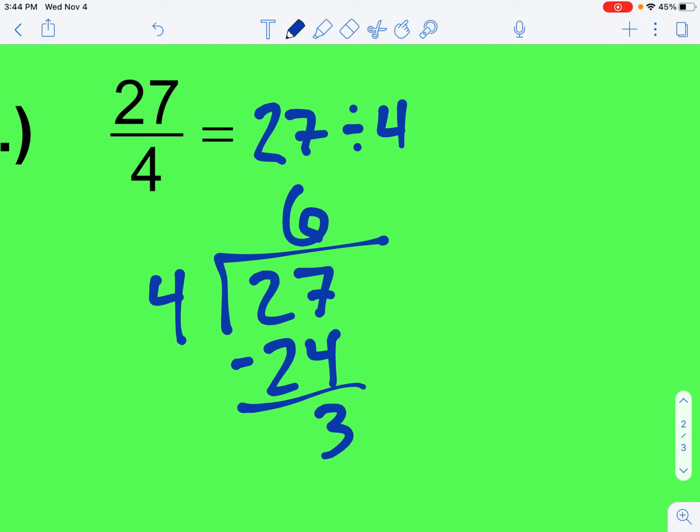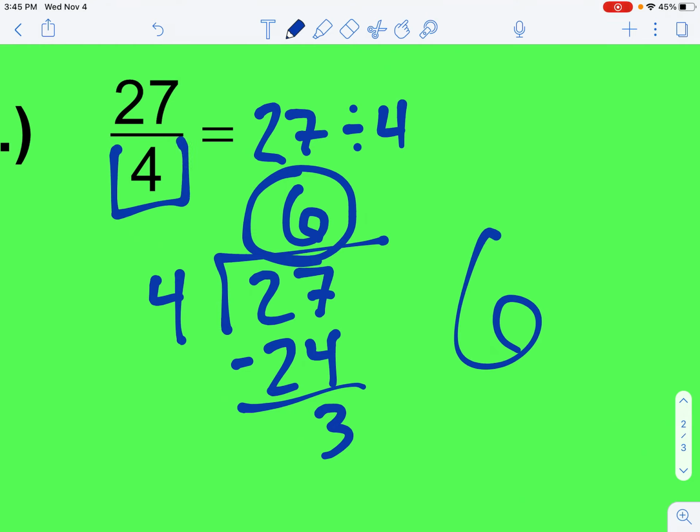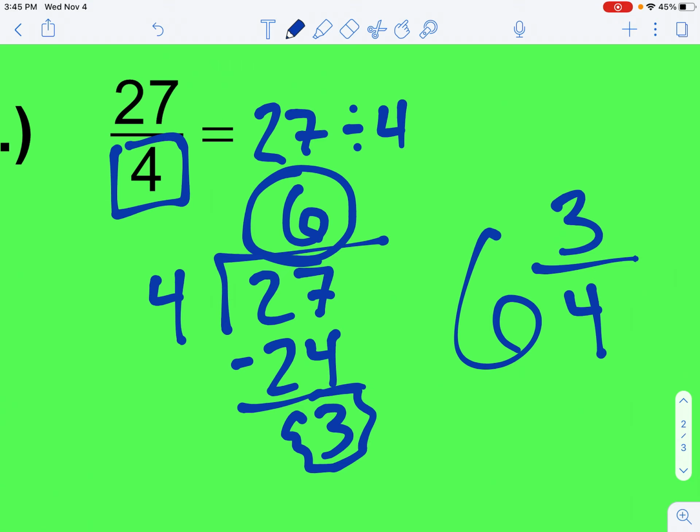Now I just need to rewrite it. I've got all the numbers I need, but I need to make sure they're in the right spot. So remember this big number up there? That's going to be my whole number, so 6. As always, our denominator never changes, so it's still going to be 4. And then my remainder, which is this 3, becomes my numerator. So 27/4 is the same as 6 3/4.